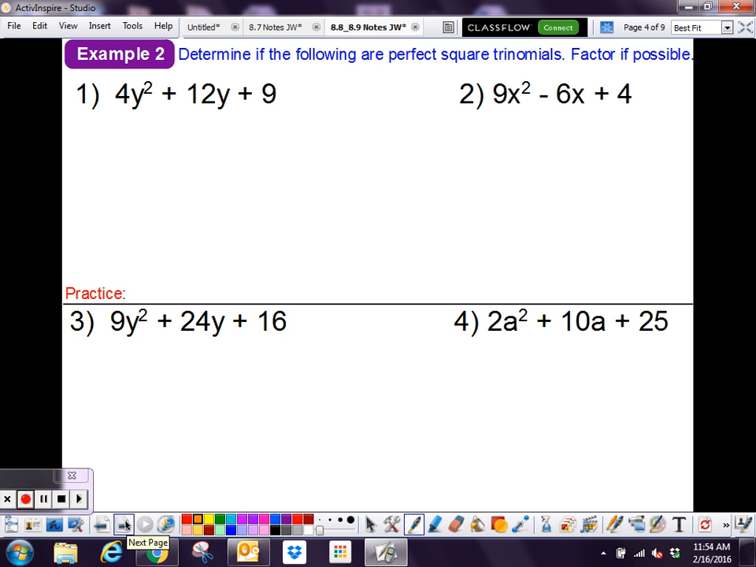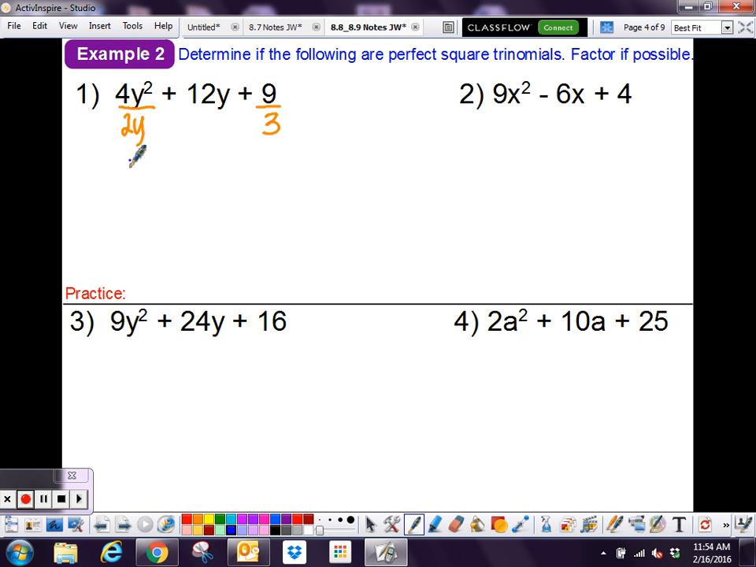All right, so number one. Now again, if you don't know how to do this, just do a times c adds up to b. No problem with that. All right, so first of all, I need to check to see if my first and last term are perfect squares. 4y squared is a perfect square, and 9 is a perfect square. So I'm going to check to see if this is a perfect square trinomial. What is the square root of 4y squared? 2y. What is the square root of 9? 3. What is 2y times 3? That is 6y. If I double that, I get 12y.